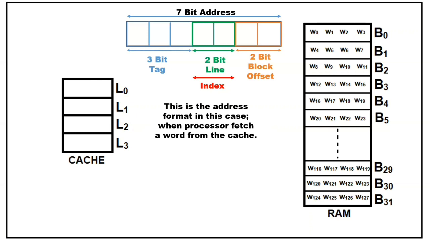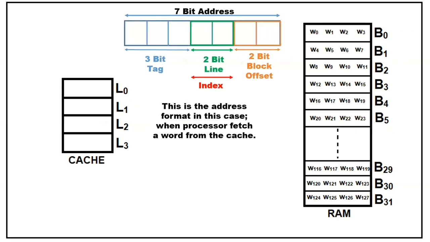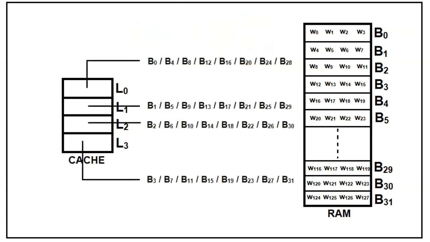Okay, now let's understand what the tag is. So I already told you that there are particular 8 blocks which are mapped to the same line. So here is the diagram of those particular blocks which are mapped to the same line of the cache.